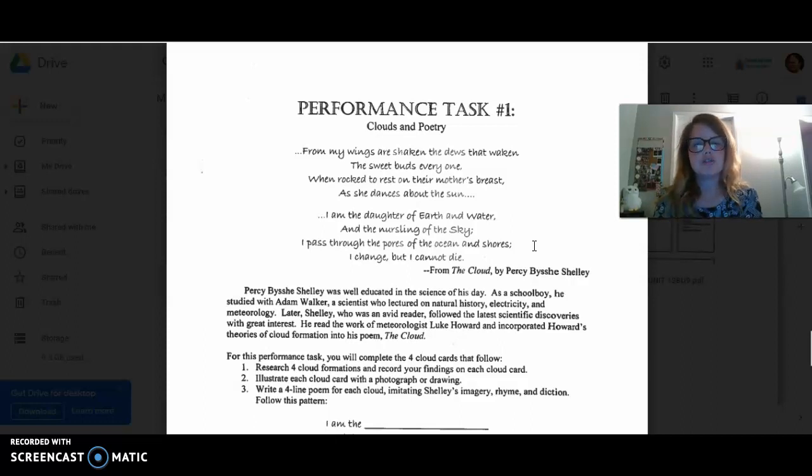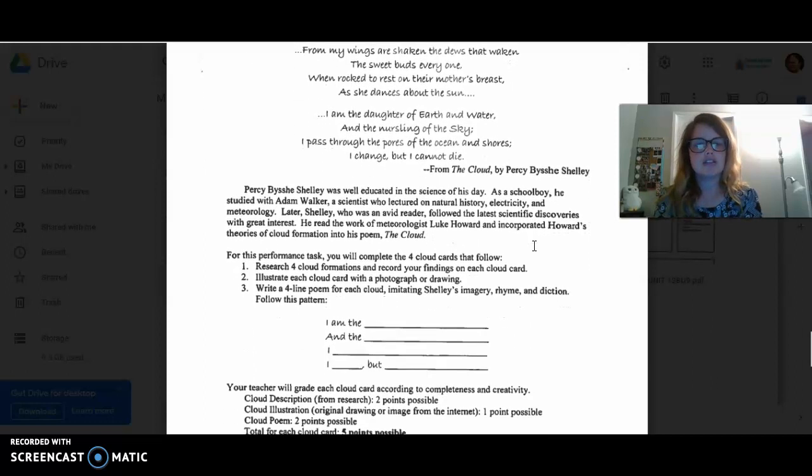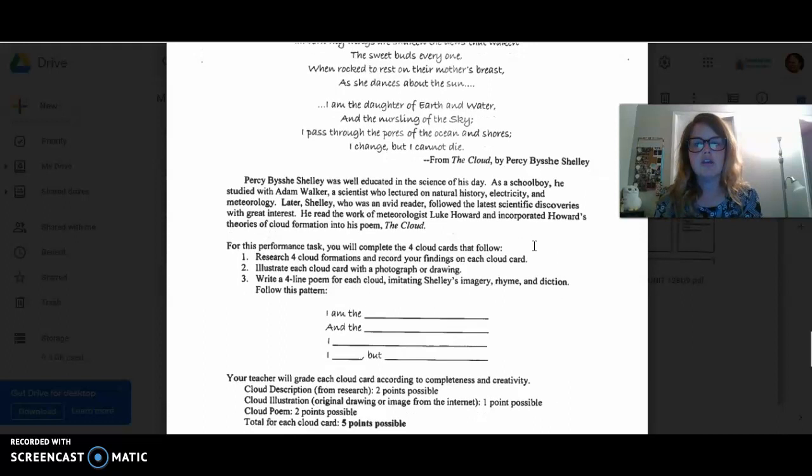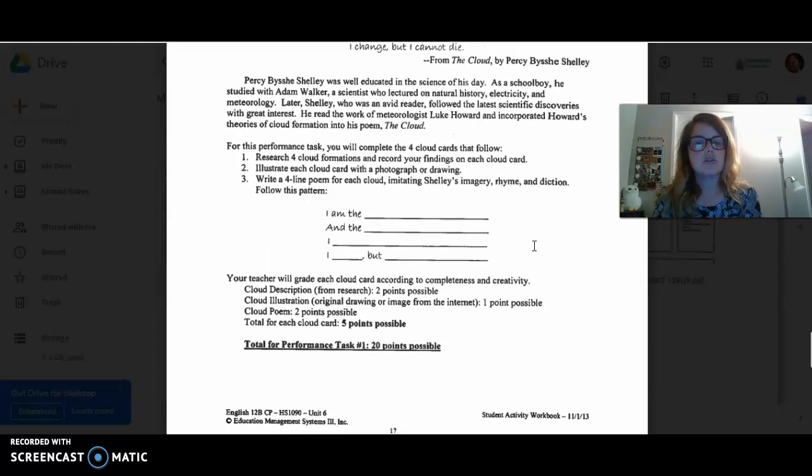So Percy Shelley was an educated man in the science of his day. He was an avid reader. He worked with a meteorologist to form this poem, The Cloud. For this performance task, you will complete 4 cloud cards that follow. You're going to research 4 cloud formations and put your findings on each card.